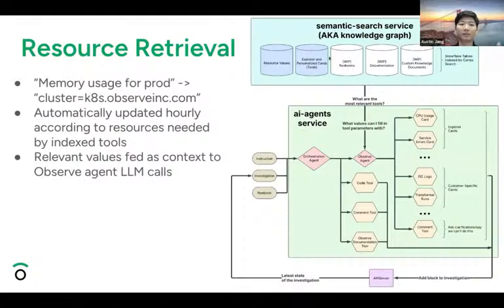And in order to fill this in, we do this resource retrieval, where we retrieve values from a vector database in order to find the values that match the most semantically. So for example, if a user asked a question like memory usage for prod, we should be able to make the association that prod is semantically similar to our kubernetes.observeinc.com cluster. And so you should be able to pull that in. This is automatically updated hourly.